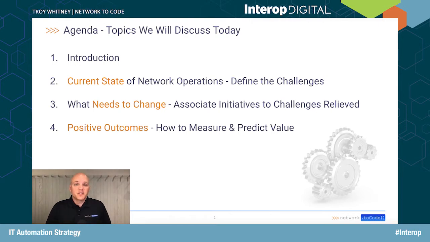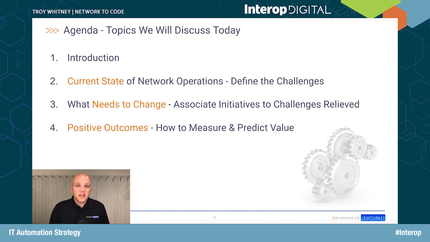Next, we'll discuss what network automation initiatives need to happen to relieve those challenges. Keep in mind that network automation is a journey, not a destination. It will take time to build a comprehensive enterprise-wide network automation framework. It is an incremental strategy. But if we can properly associate these tangible benefits with each step of that process, then you can measure the incremental value delivered at each phase of the journey.